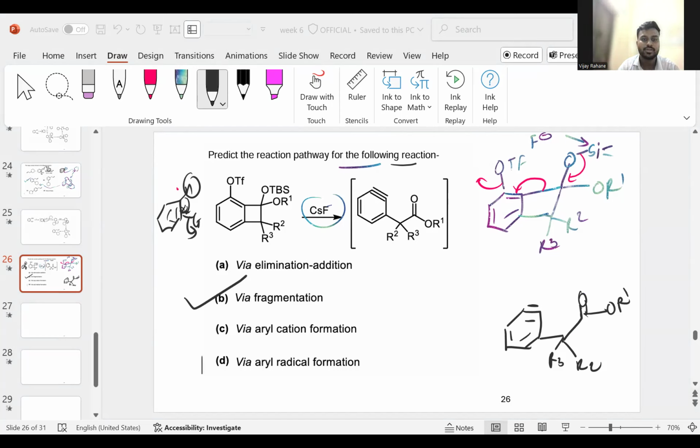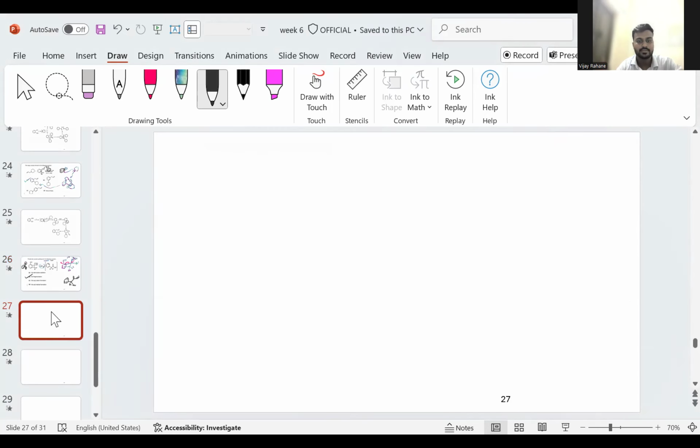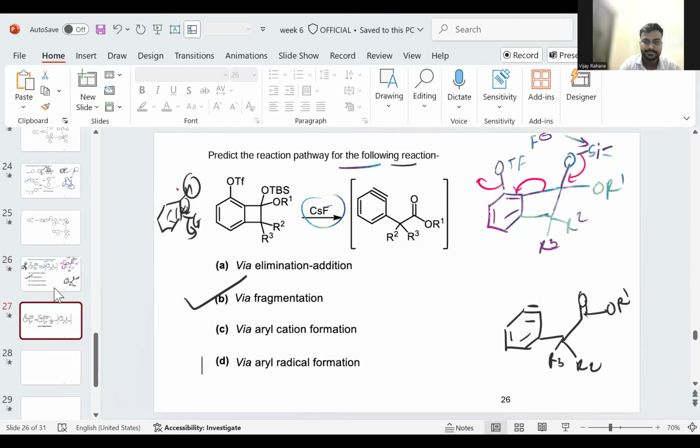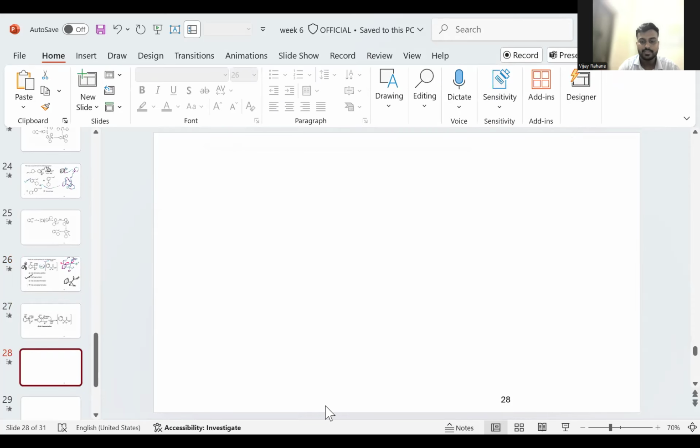And this fragmentation is called group fragmentation. So you can refer to the mechanism here. I will just put the mechanism. Yeah, this is the mechanism. The next question for you is based on the reaction which we have seen earlier.